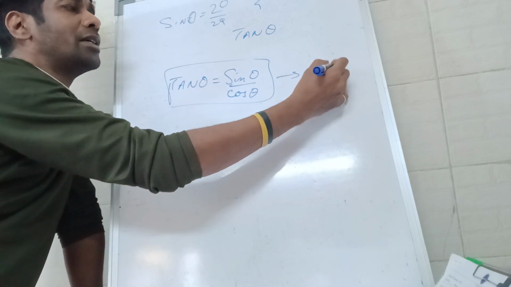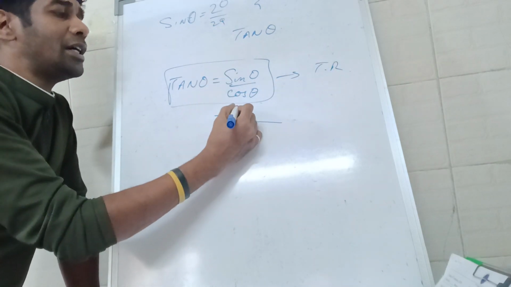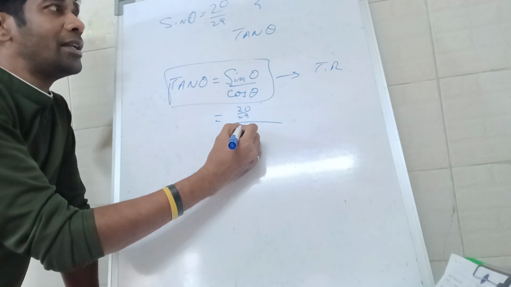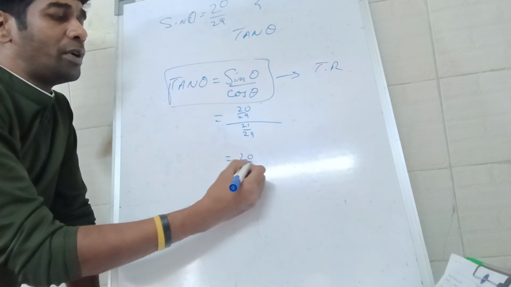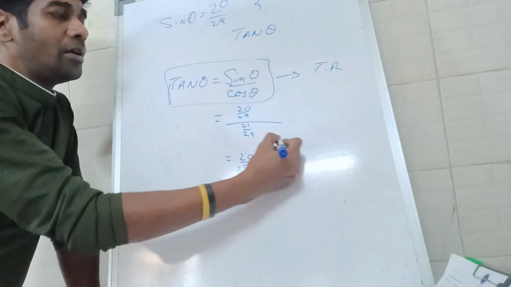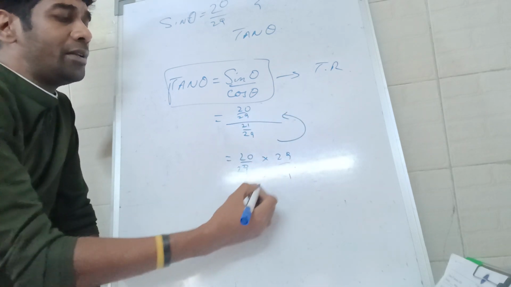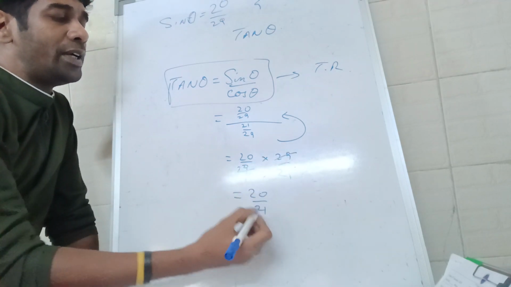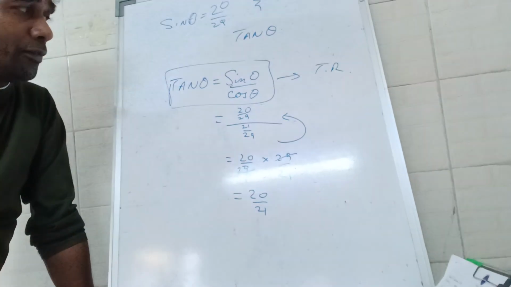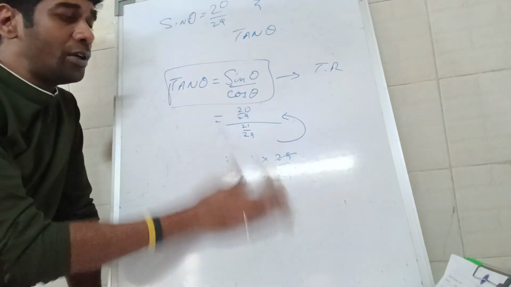This is one of the trigonometric ratios. Put the value for sine theta, 20 upon 29, and cos theta is 21 upon 29. Inverse this into 29 upon 21, 29 gets cut, 20 upon 21. So the answer for tan theta is 20 by 21.